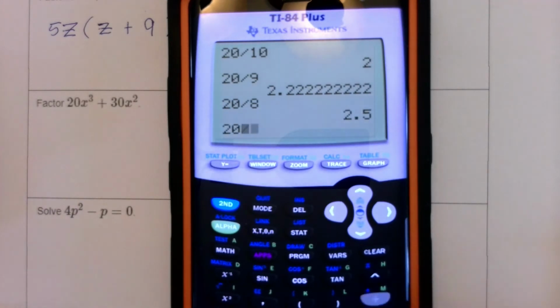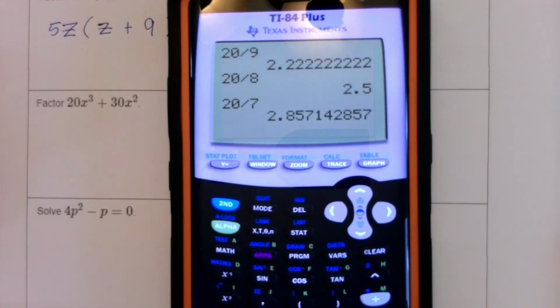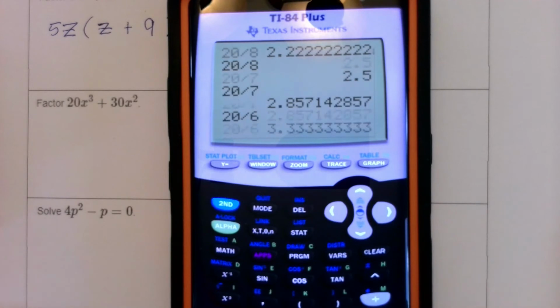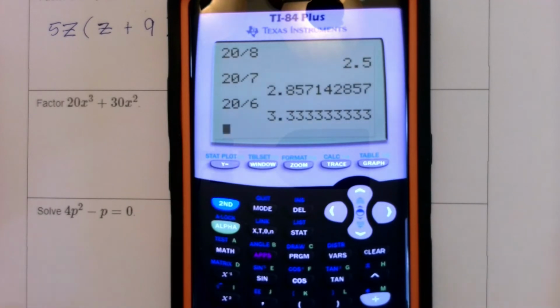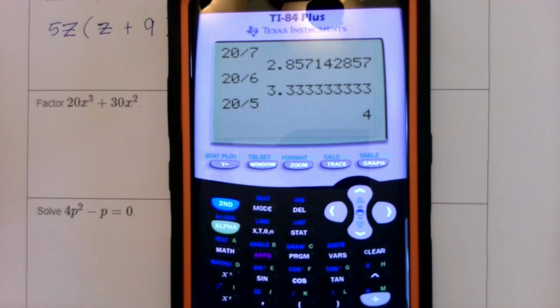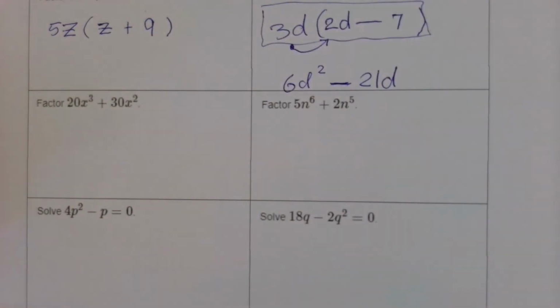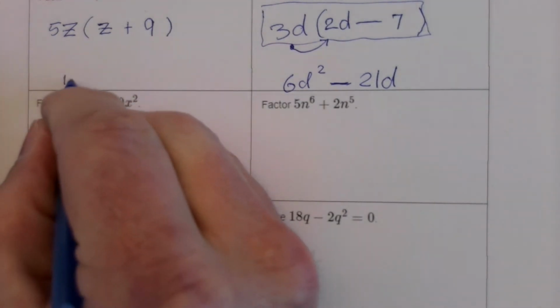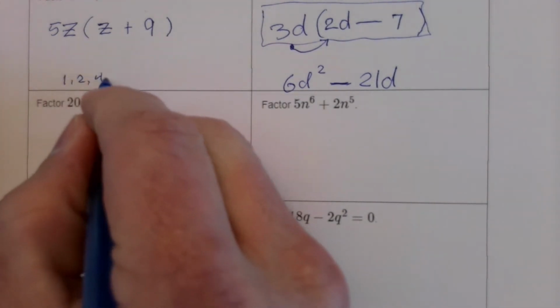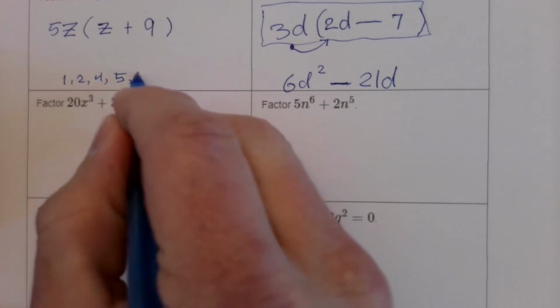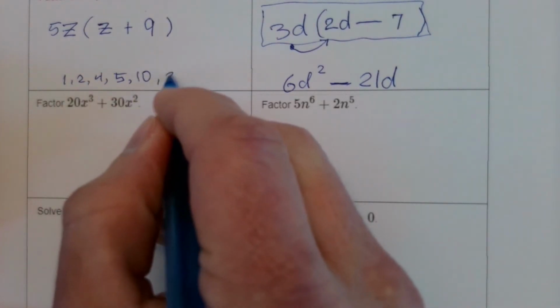20 divided by 7. Okay, now some students can skip this step because they know all the things that go into 20. But other students are going to want to know that you can use a calculator to, oh, here we got another one, 5 and 4. So I know the factors of 20. They are 1, 2, 4, 5, 10, and 20.